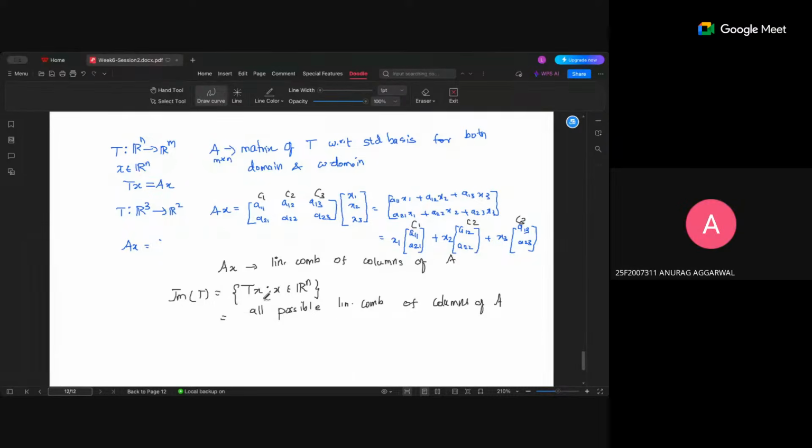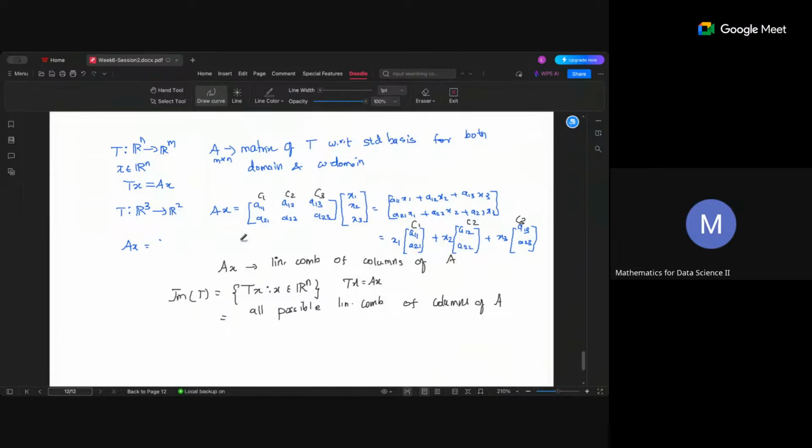Because Tx is equal to Ax, that is why you are concluding that. Yes. If we are not given that Tx equals Ax, can't we conclude that? We cannot conclude that, but it is always possible for Rn to Rm. We have a standard basis, and we can always find the matrix A, and hence this is possible.